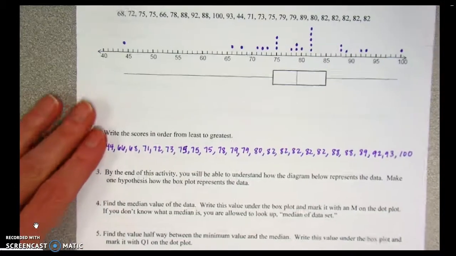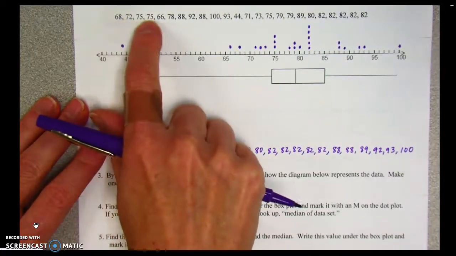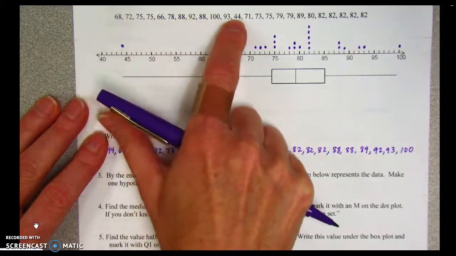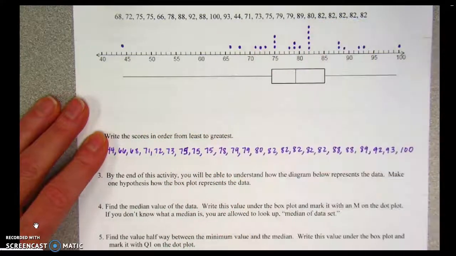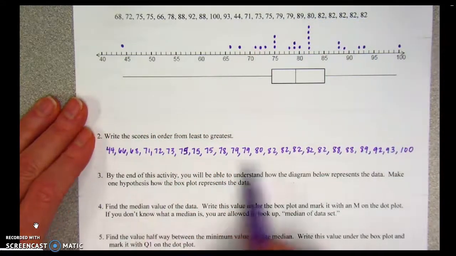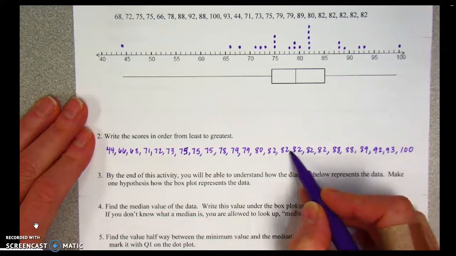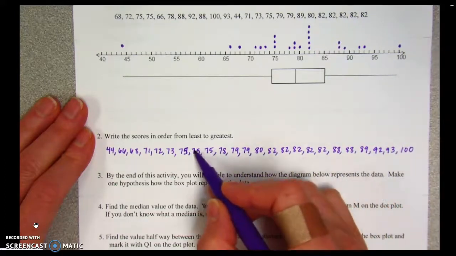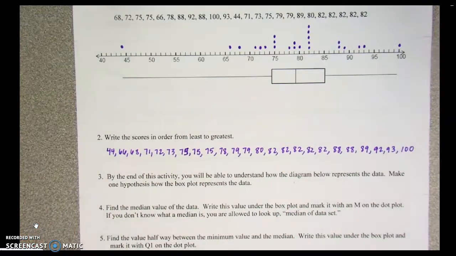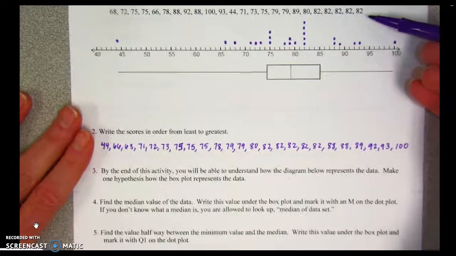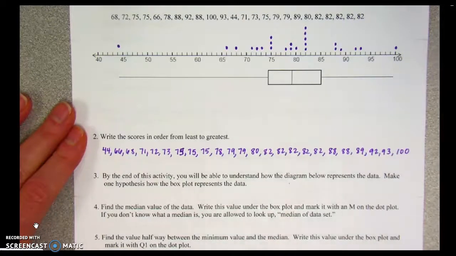One thing that I didn't mention, but that I always do, is I count how many data points there are. 1, 2, 3, up through 24. 24 data points. So I better count these and make sure that I didn't miss any. 1, 2, 3, up through 24. So I know that I have transferred the information from the given data set to the dot plot to this list from least to greatest in the right order.